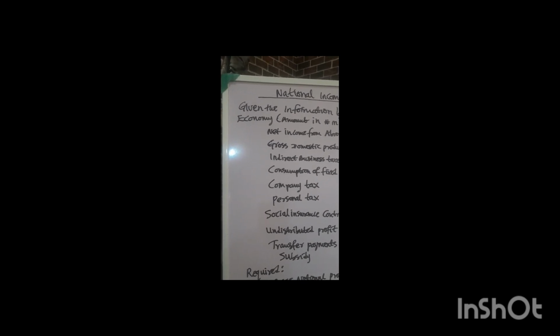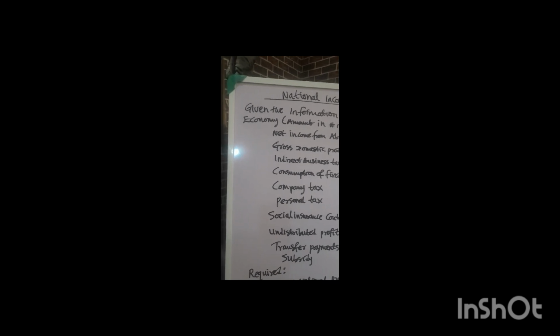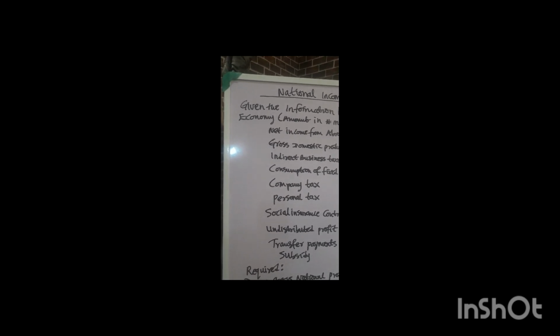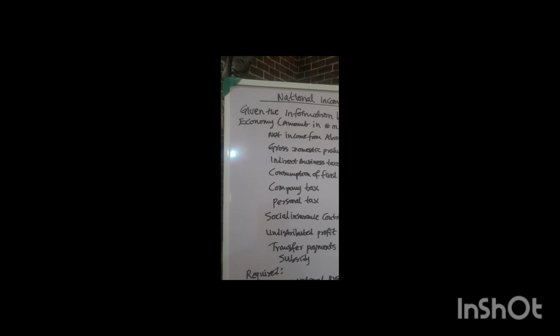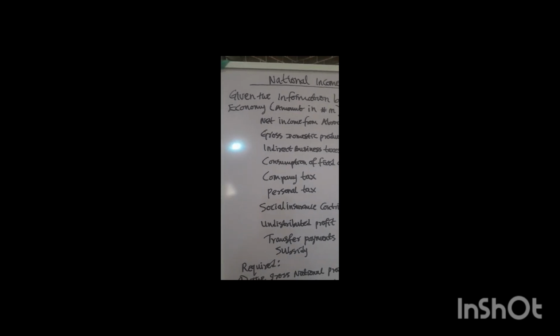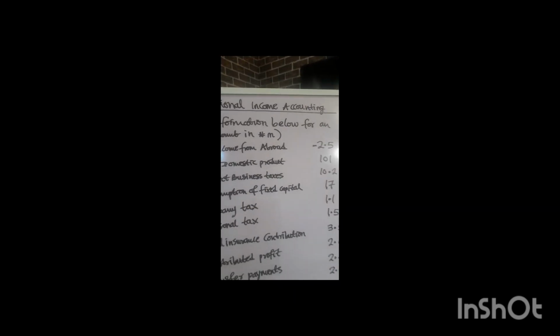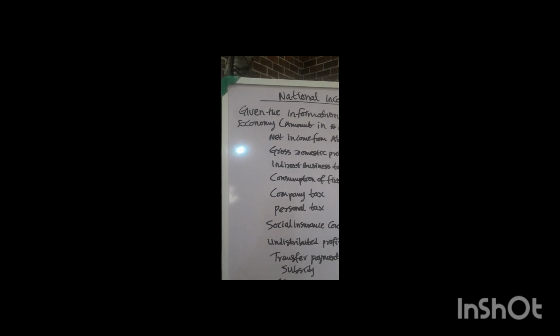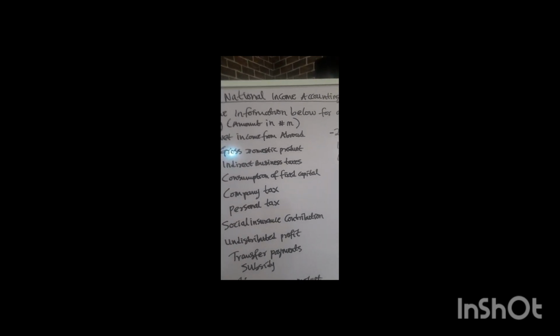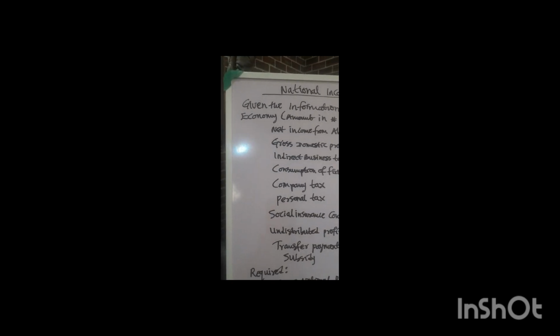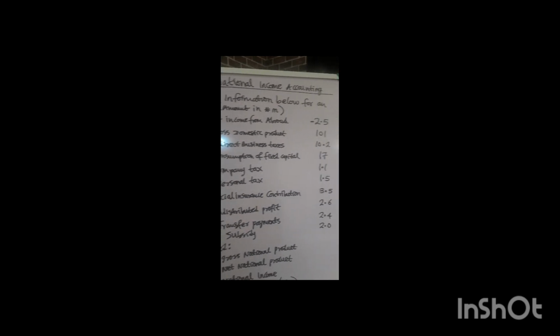And today we'll be talking about national income accounting, taking a practice question from the ICAN ATS2 study pack on economics. This question reads as follows. Given the information below for an economy, amounts in millions, net income from abroad is given as negative 2.5 million.